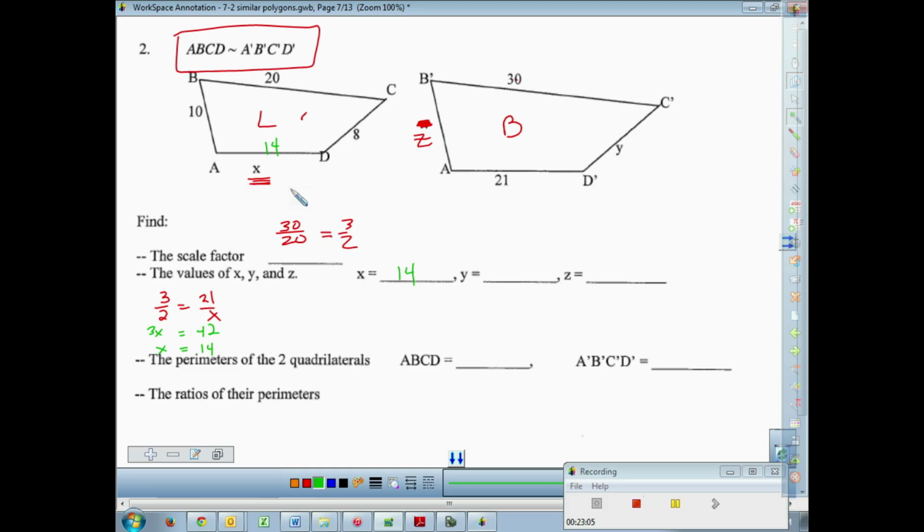Find y and z for me, por favor. If you pause the video, you can get that done. Once you have found it correctly, answer the next question. Just find their perimeters.